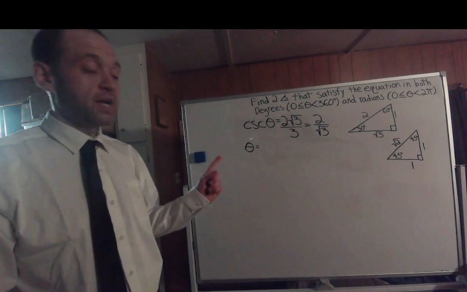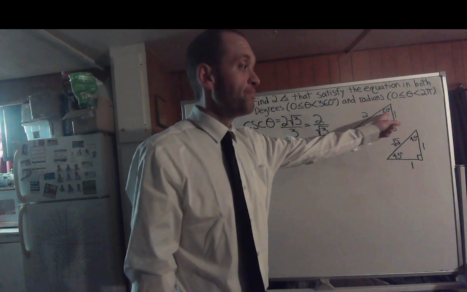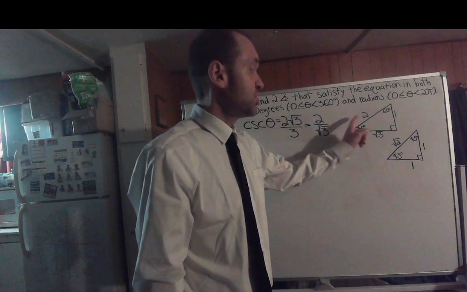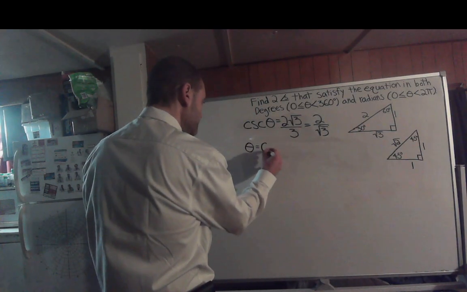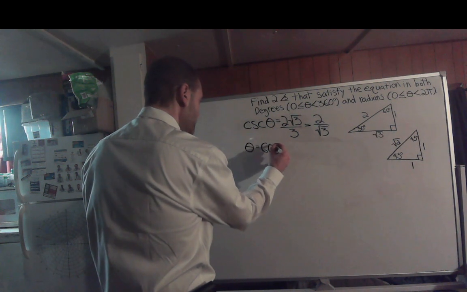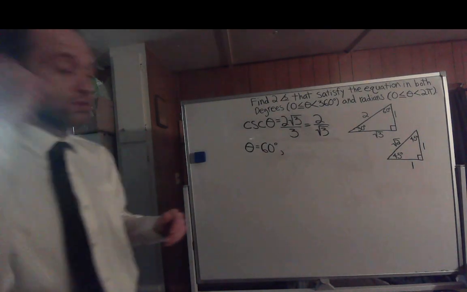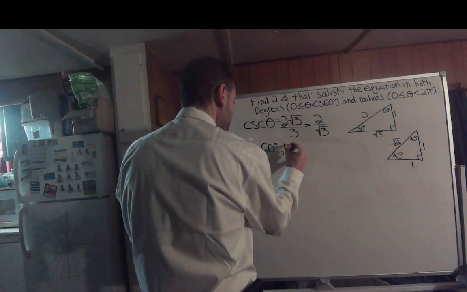Cosecant is hypotenuse over opposite. If you look at 60 degrees, you take the hypotenuse over the opposite side, you would get 2 over the square root of 3. So for sure you have 60 degrees. Then you got to find a second quadrant equivalent. So take 60, subtract that from 180, you'll get 120 degrees.